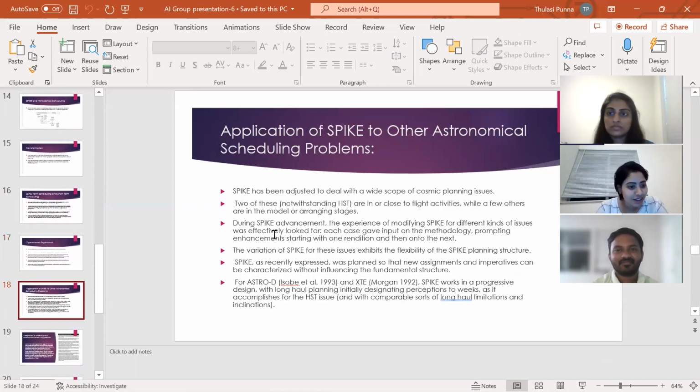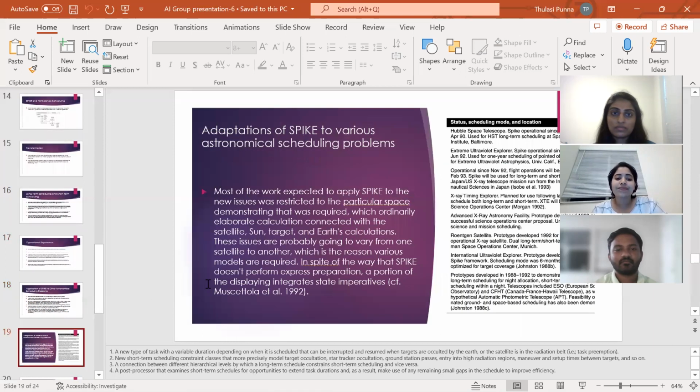Sorry. And the applications of SPIKE to other astronomical scheduling problems: SPIKE has been adjusted to deal with the wide scope of cosmic planning issues. And SPIKE, as recently expressed, was designed so that the tasks and the constraints can be expressed without influencing the fundamental structure. In the next slide are the adaptations of SPIKE to various astronomical scheduling problems.